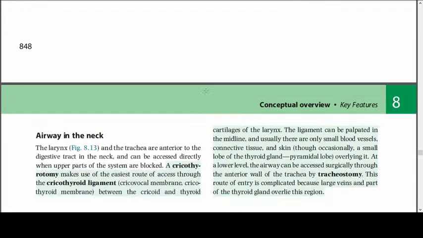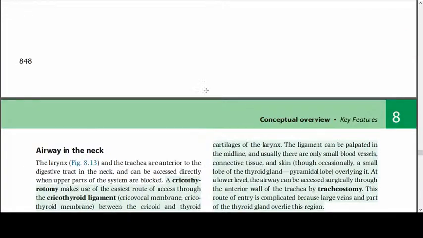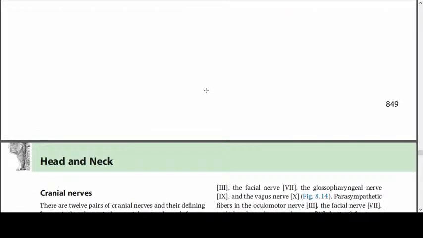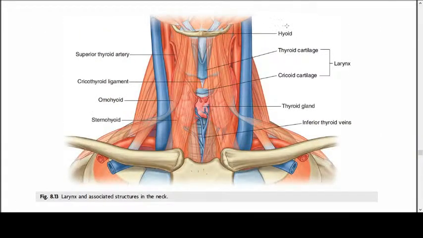C3 and C4 vertebra and C5 and C6 vertebra. Very important. Know these vertebrae. Airways in the neck. Okay, let's see the structures. I love seeing the structures.